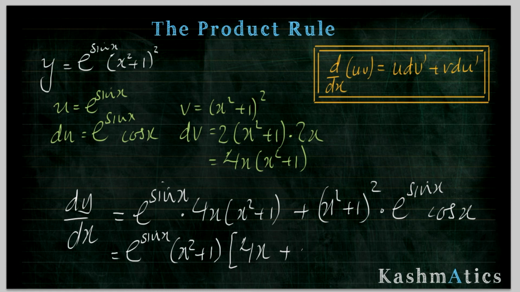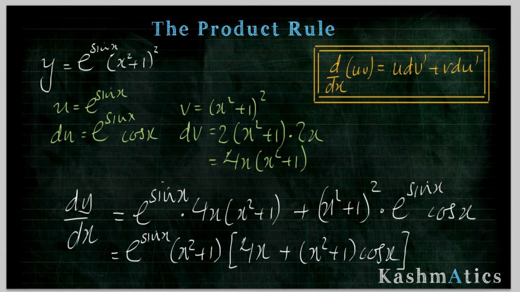So cos x times x squared plus 1. In fact, I'd probably write the x squared plus 1 first. Okay, so that's that one there. It looks a bit complicated, but it's the same thing again and again. It's just slightly more complicated functions that we're dealing with.